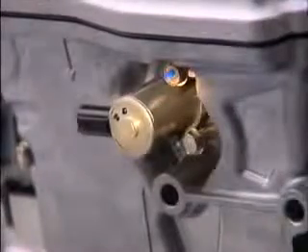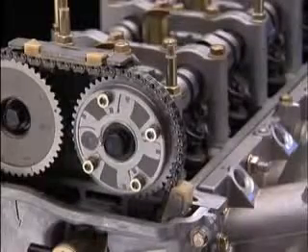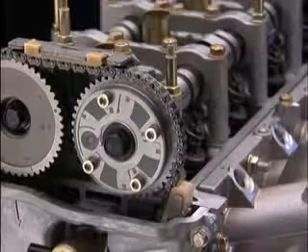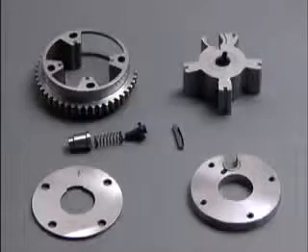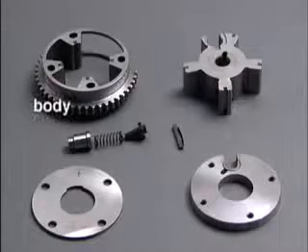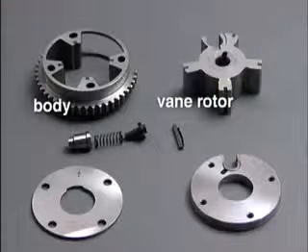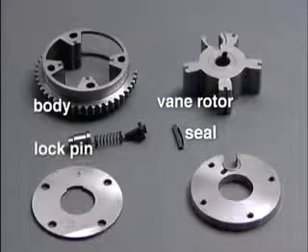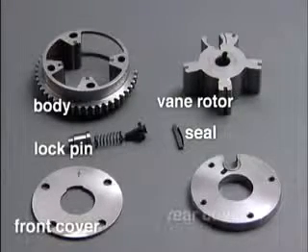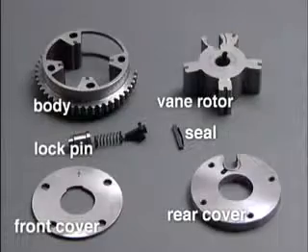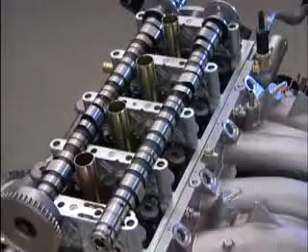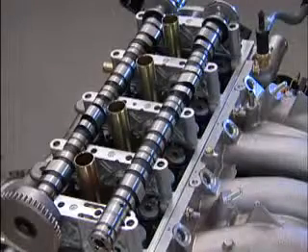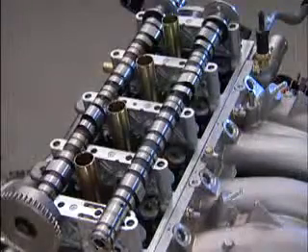Head, and a hydraulically controlled VTC actuator mounted on the end of the intake camshaft. The VTC actuator includes a body, a vane-type rotor that indexes to the camshaft, chamber seals, a lock pin assembly, and front and rear covers. A special VTC camshaft with extra oil passages directs oil pressure to the actuator.